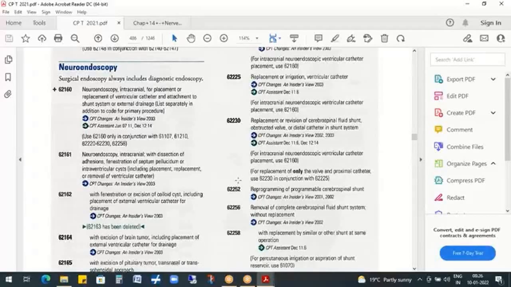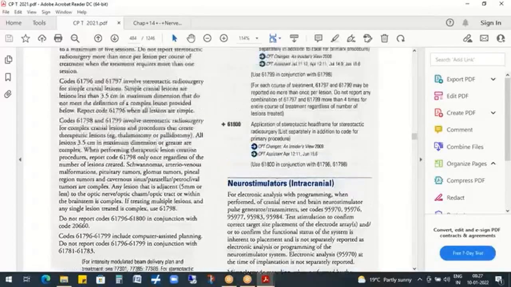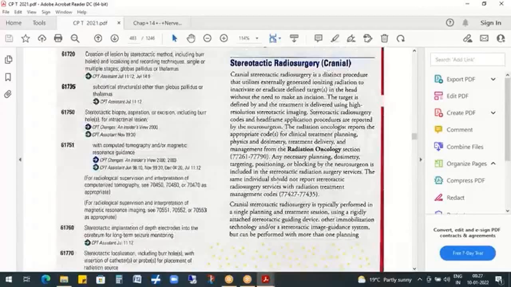Shunt. What is the use of a stent? Anyone in the class? What is the use of a stent? Enlargement of space between, dilation. Stent is used for dilation. Shunt is used for drainage. Yesterday only we discussed: stent is used for dilation, shunt is used for drainage.